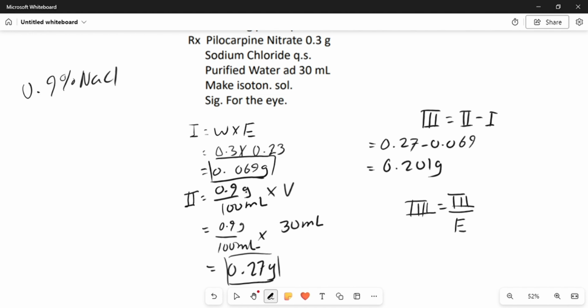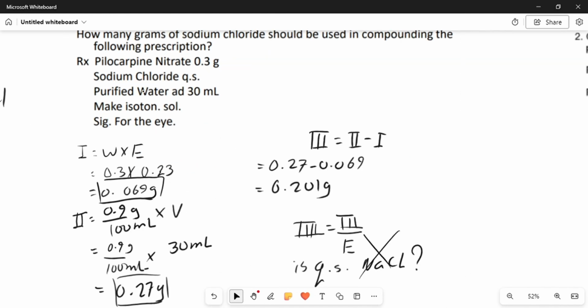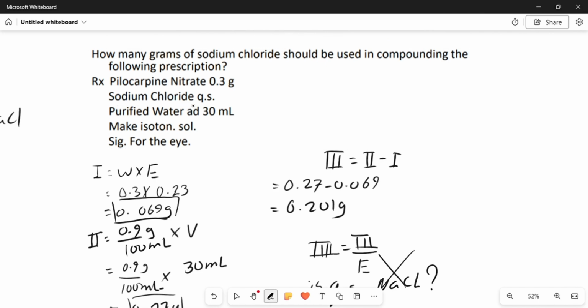For step 4, we must ask a question. Is the QS NaCl? If it is yes, there's no need to use it. But if it is another one, as we see here, the QS, if it is other than sodium chloride, we should use step 4. But in our case, we will not use step 4.